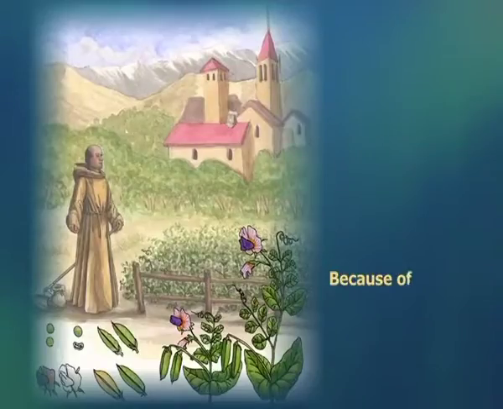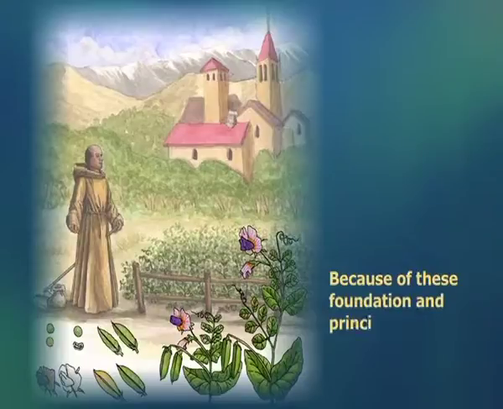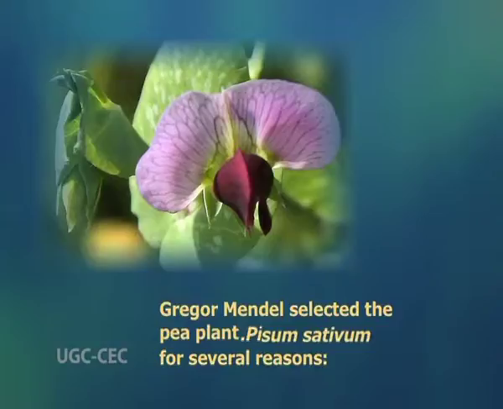All leading discoveries and developments in the field of genetics have been achieved because of these foundations and principles given by Gregor Mendel. Let us carefully follow his main experiments and understand the laws which he gave us based on this pioneering research. Gregor Mendel selected the pea plant Pisum sativum for several reasons.